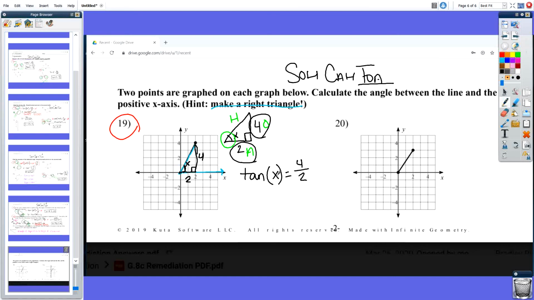Well, I'm solving for the angle here, so I know that what I need to do is use the inverse tangent. So I'm going to rewrite this as inverse tangent of 4 over 2 is equal to my angle. I can just plug that right into my calculator. Inverse tangent, 4 over 2. So rounded to the nearest tenth, my angle is going to be equal to 63.4 degrees.